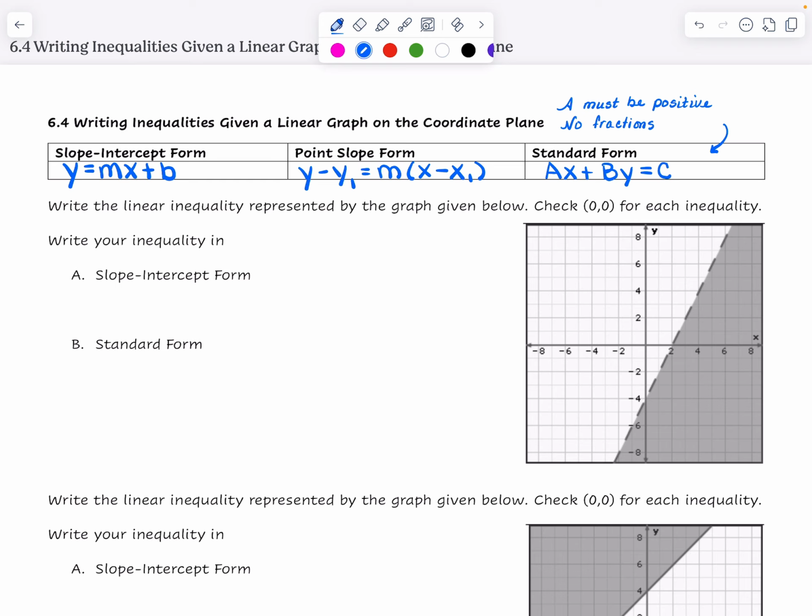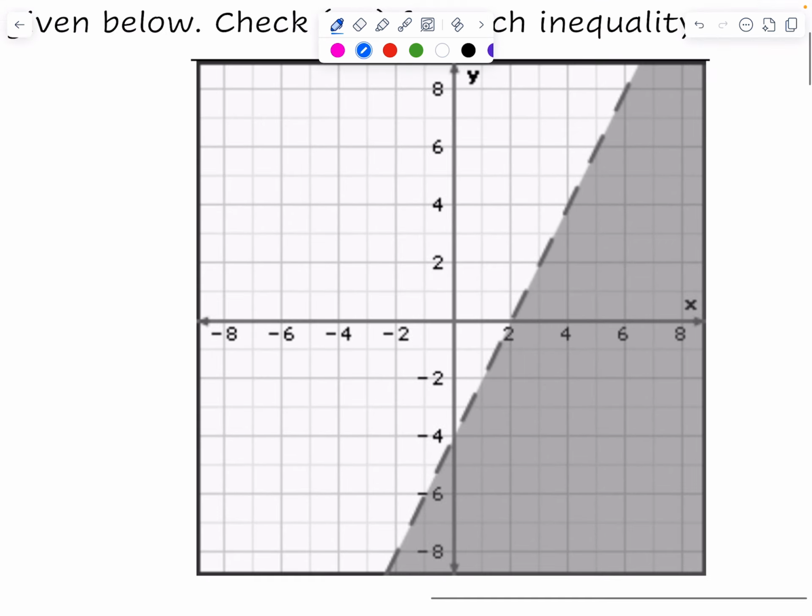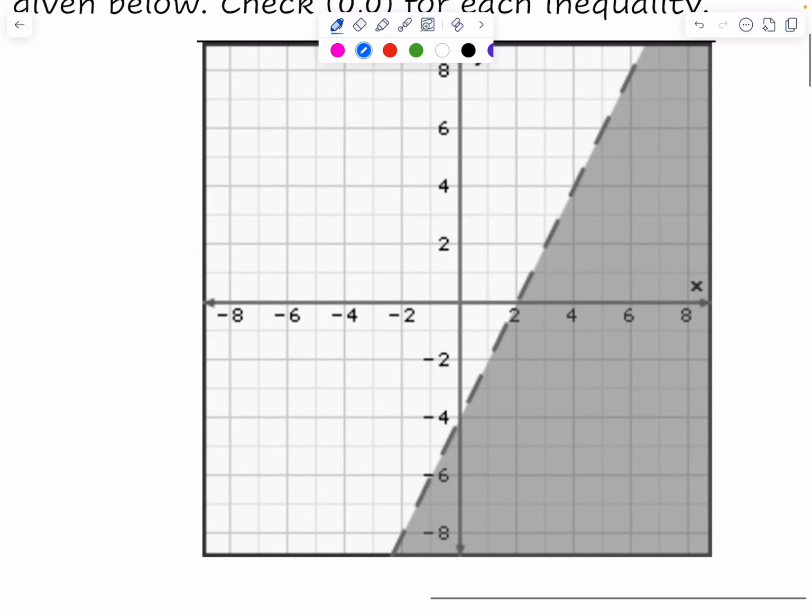So first off, we need to remember what slope-intercept form, point-slope form, and standard form are. And then remember that when we're in standard form, a has to be a positive number, and there can be no fractions. Now, when we are writing these linear inequalities, we need a lot of pieces of information, okay? So the very first one we're going to be looking at is whether this is a dashed line or a solid line when I look at the linear graph.